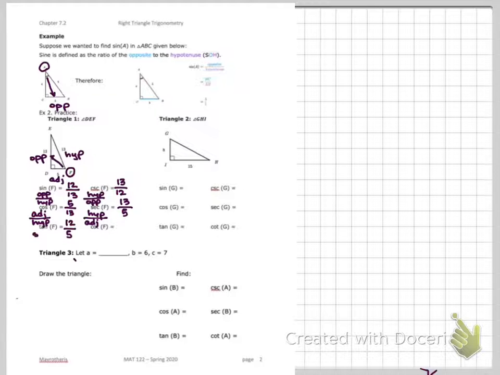I forgot to list this as tangent. Tangent is opposite over adjacent. Cotangent is adjacent over opposite. So 5 over 12.